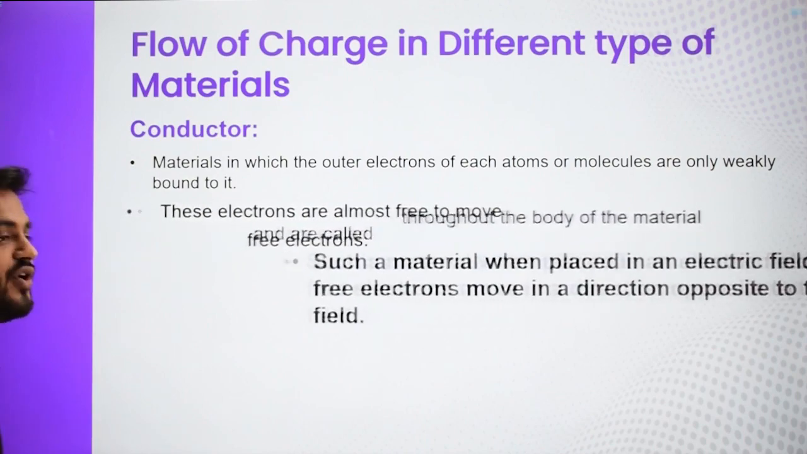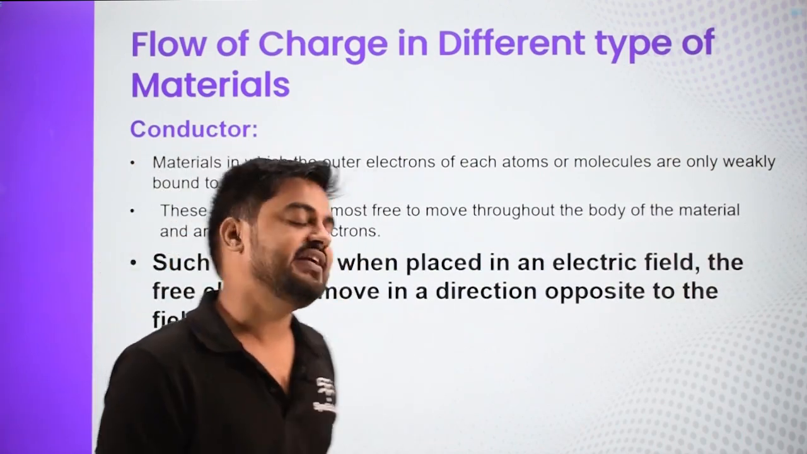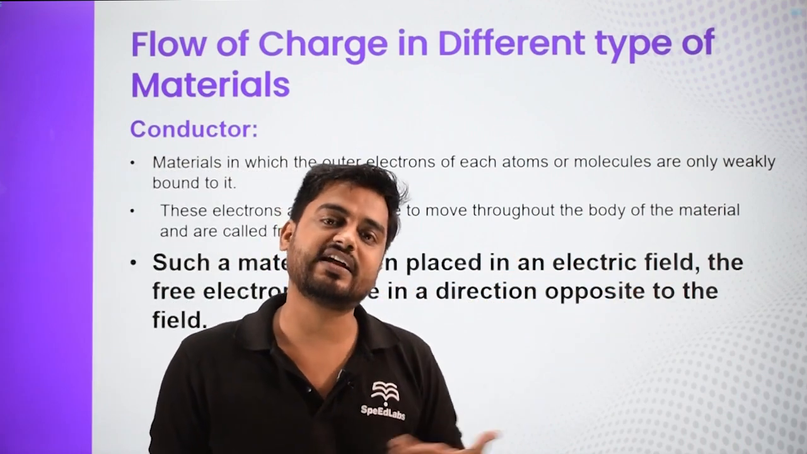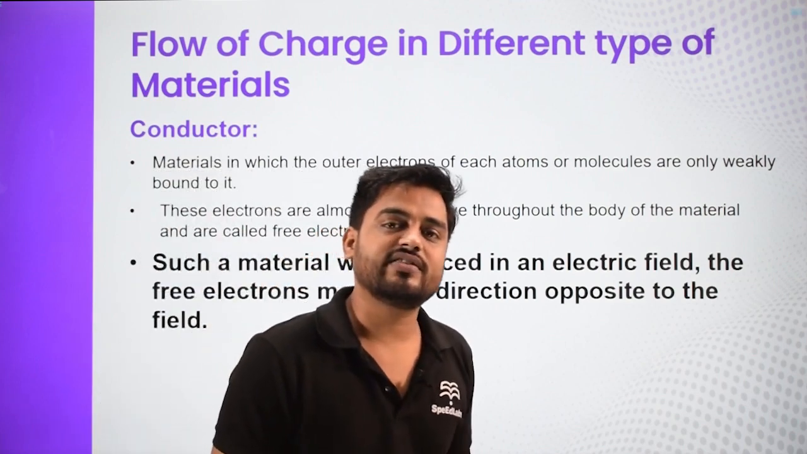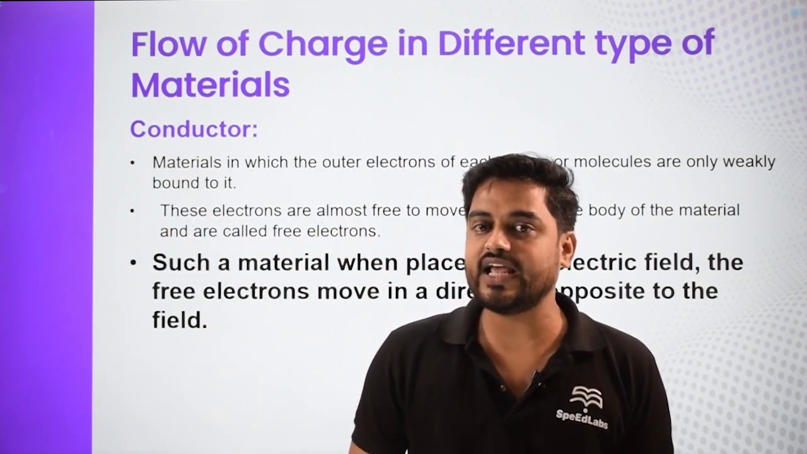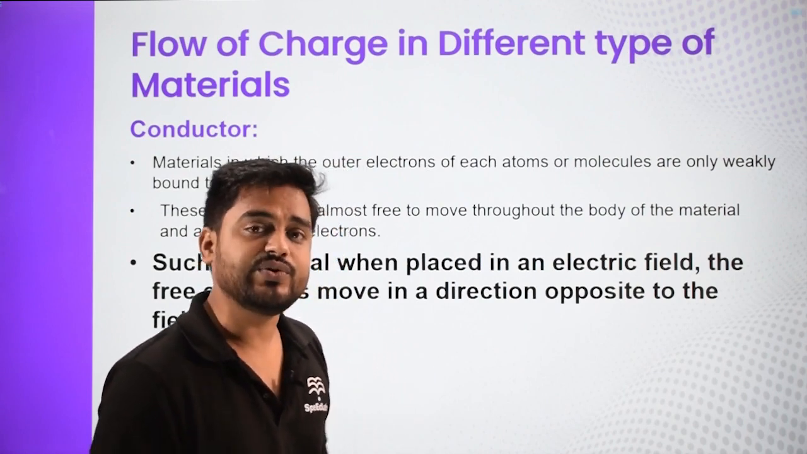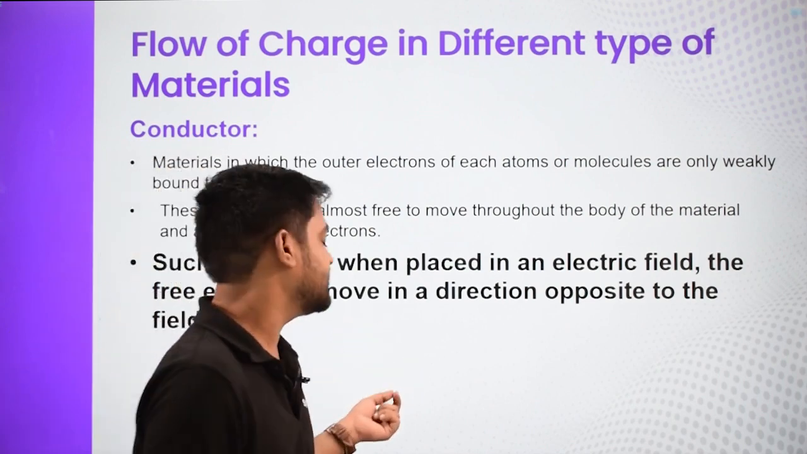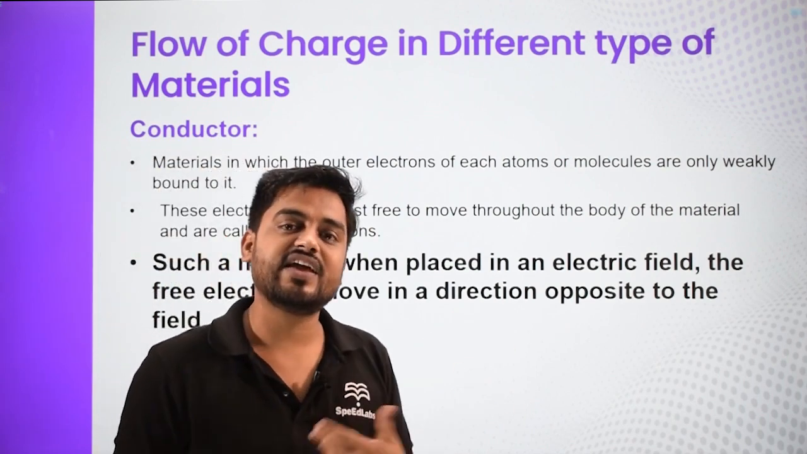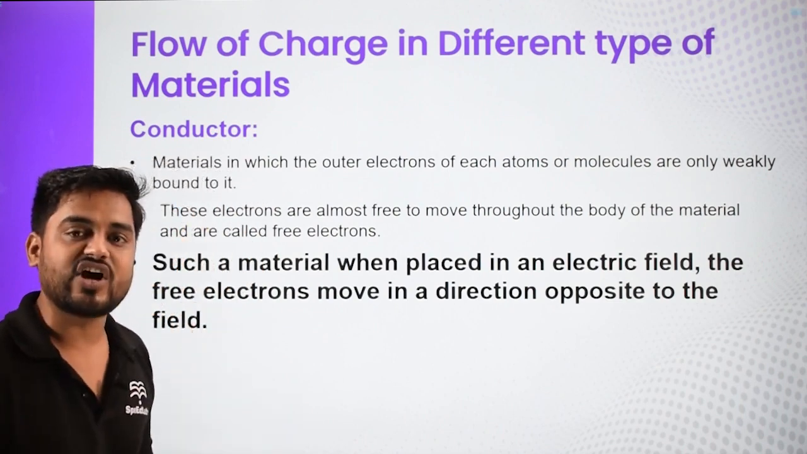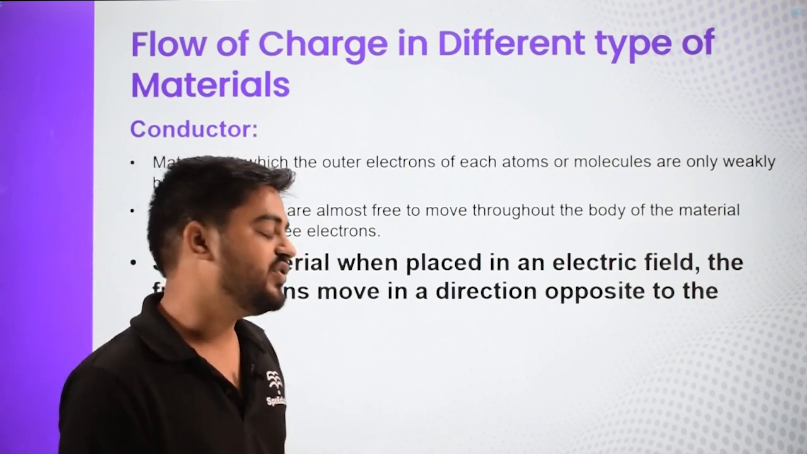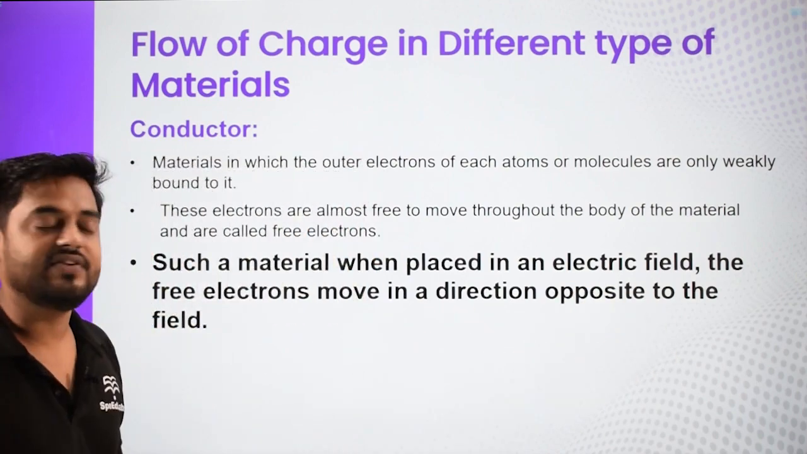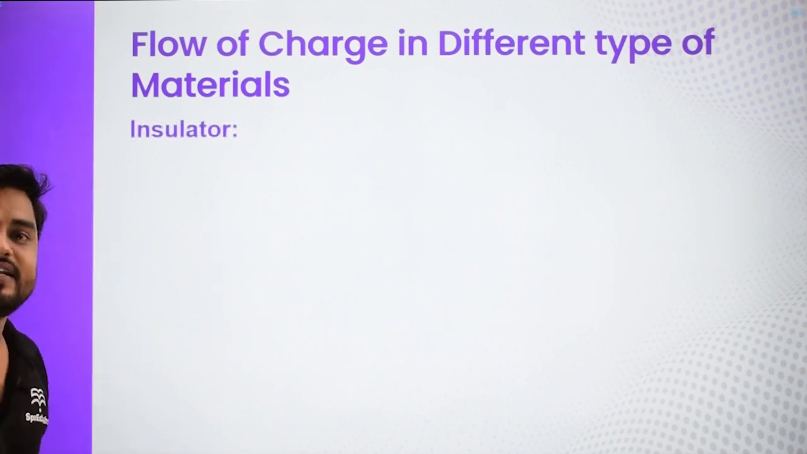And what will happen if you apply an electric field across such a material? When conductors are placed in an electric field, these free electrons experience force. The force on a charge is F is equal to QE. Since electrons are negatively charged, this force will be in the opposite direction to the field, and eventually they will start moving in a direction opposite to the electric field.